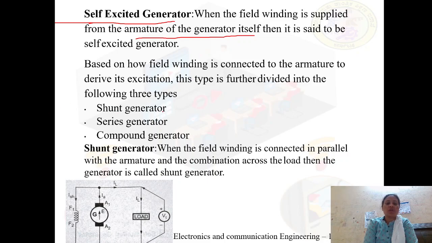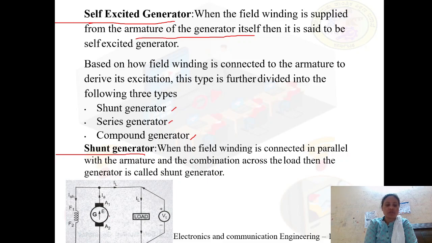And based on how the field windings are connected with the armature, we classify further as a shunt generator, series generator, and then compound generator. So we will take one by one. Considering the shunt generator, this depends on how the field windings are connected with the armature. Shunt means parallel, right? So here the field windings are connected in parallel with the armature.